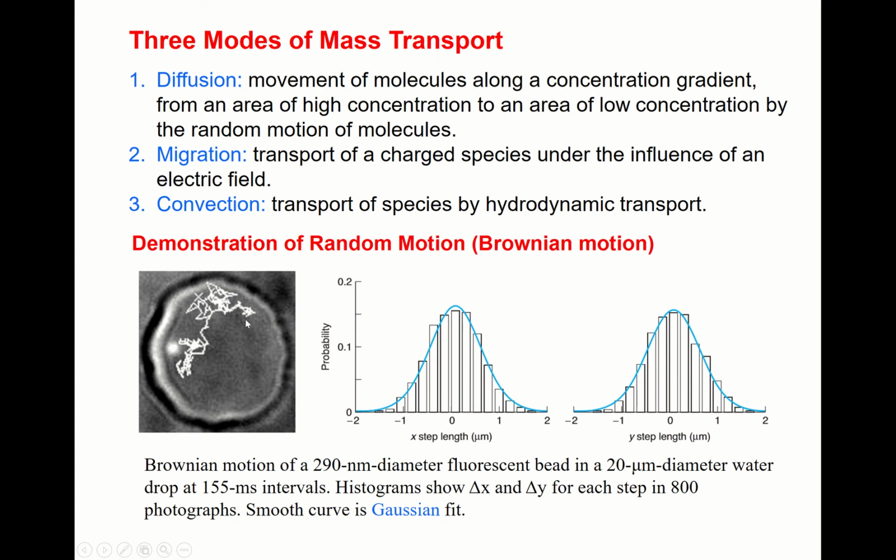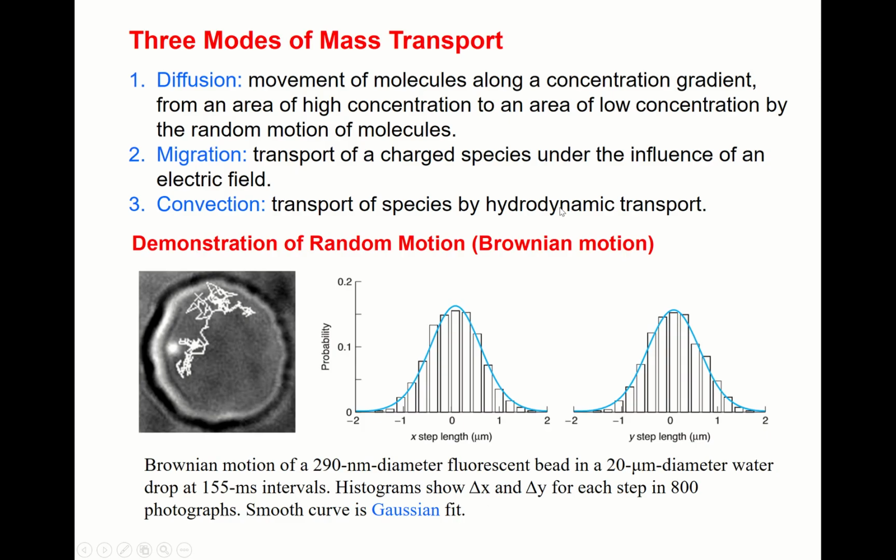So diffusion. Well, of course, this is not diffusion, because there is no concentration gradient, but it is a demonstration of the random motion. And in diffusion, the driving force is the concentration gradient, but the movement is done by the random motion of molecules.